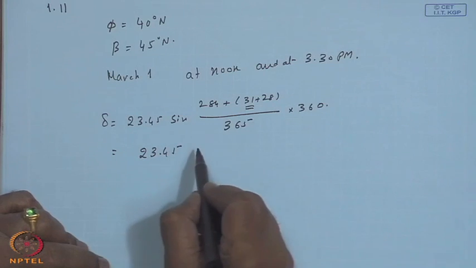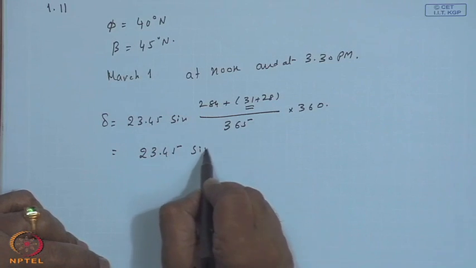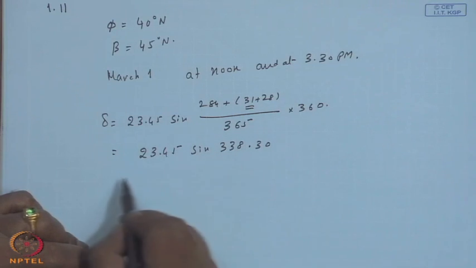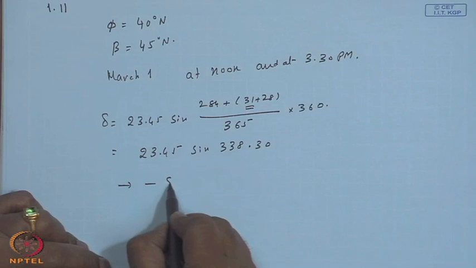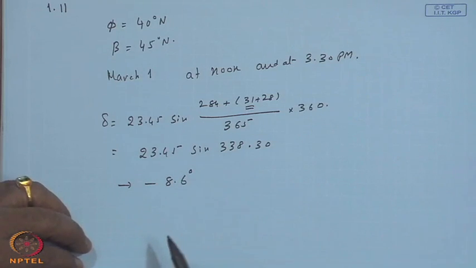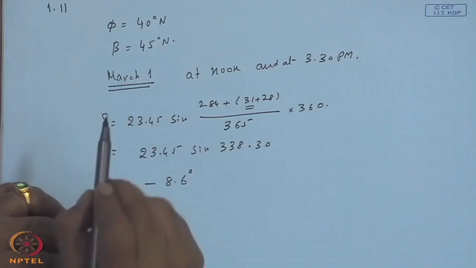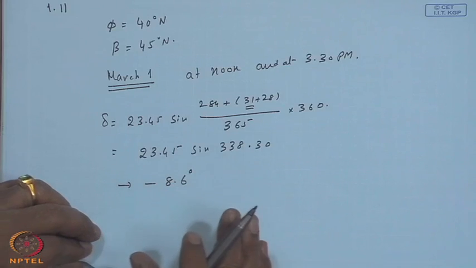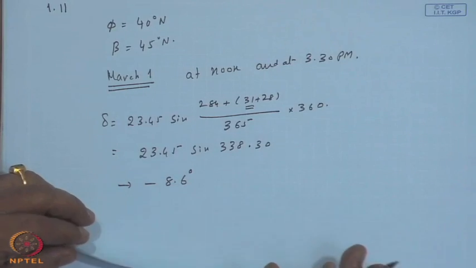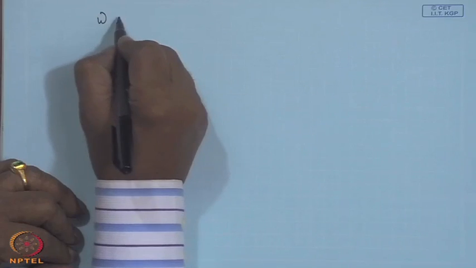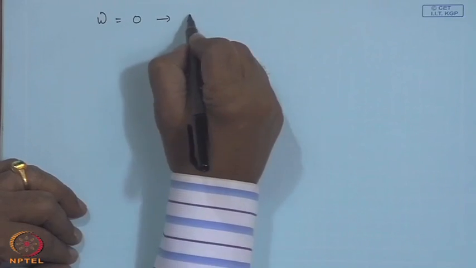So, 23.45 times sin of 33830, which comes to minus 8.6 degrees. This is quite okay, because this is March 1st. Before the equinoctial day, it should be negative, and we got a reasonably low negative number, minus 8.6 degrees. And at noon time, omega is 0.